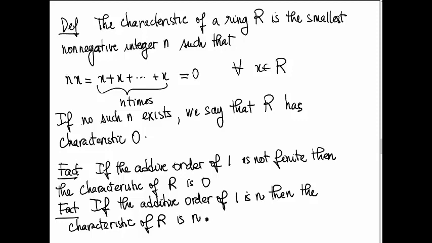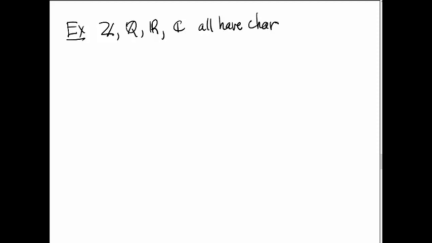Okay, so as an illustration, the integers, the rationals, the reals, the complex numbers all have characteristic 0. However, if you take a ring like Z_p, it has characteristic p.